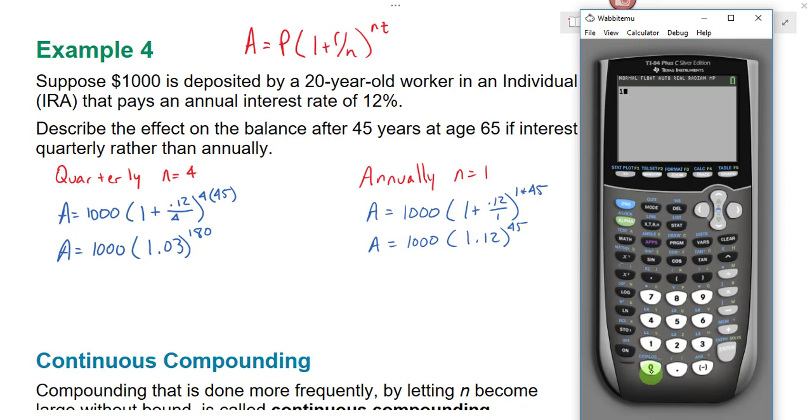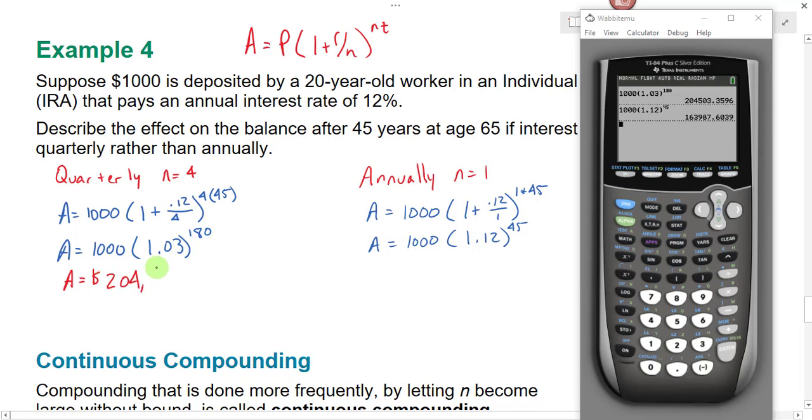So for the first problem, I have $1,000 times 1.03 raised to the 180. And then for the second one, I have $1,000 times 1.12 raised to the 45. So it looks like if I'm compounding the same amount of money quarterly, I end up with $204,503.36. And if I'm just compounding my investment annually, I end up with $163,987.60. So what does compounding quarterly benefit me?